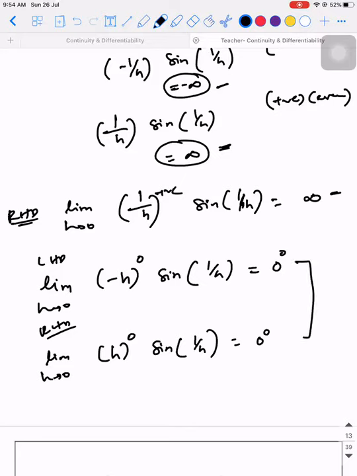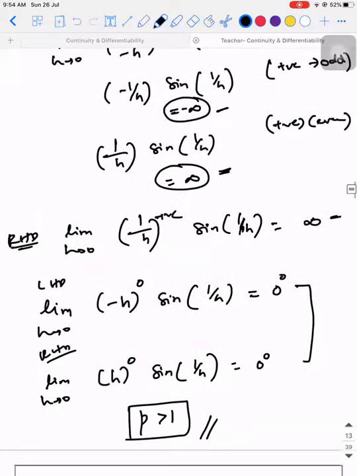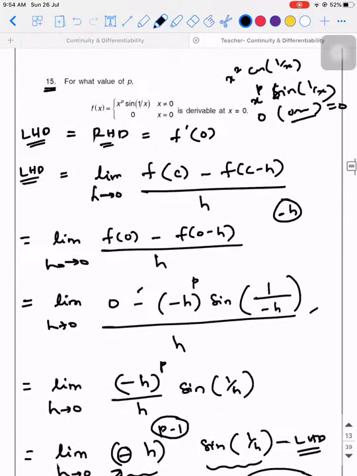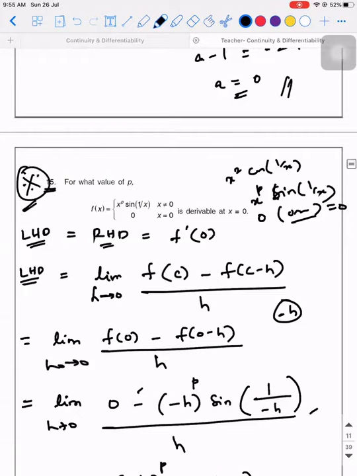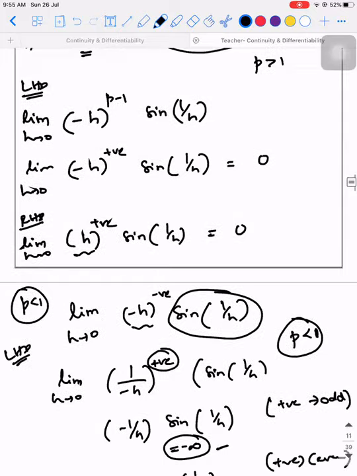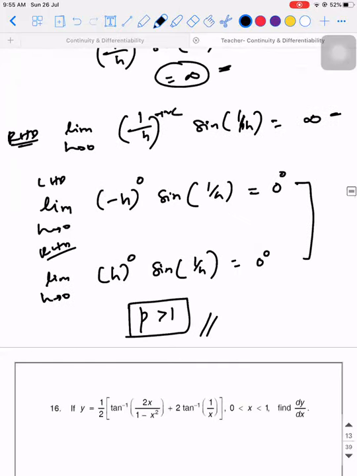So since this is also an indeterminate form, what is the only value of p that is possible? P has to be strictly greater than 1. So the answer given is right. P should be greater than 1. Are you guys able to understand why it is so? I suggest you solve this problem on your own and write it down neatly. This is a very good problem. Is that clear for everyone? Yes, sir.